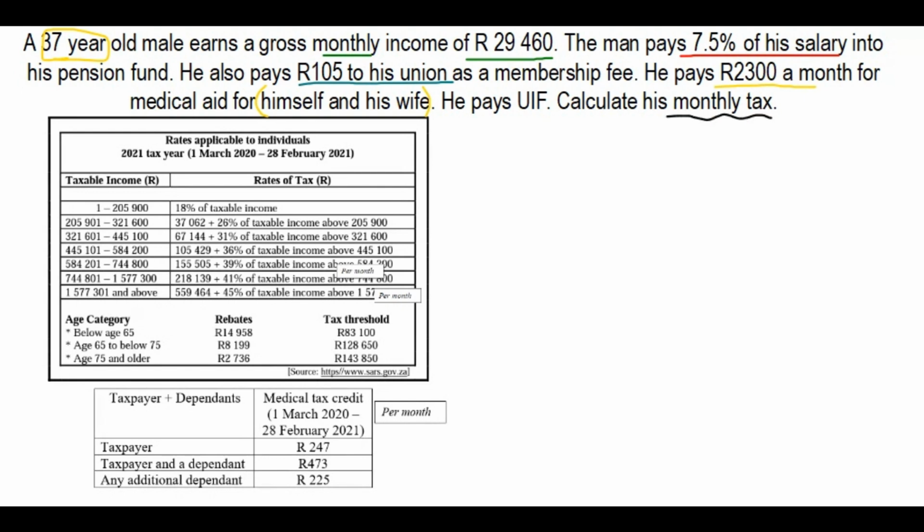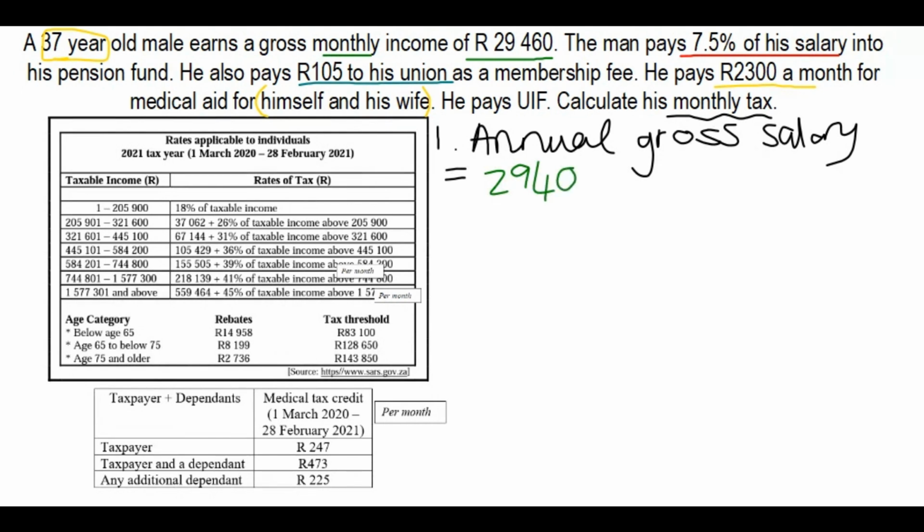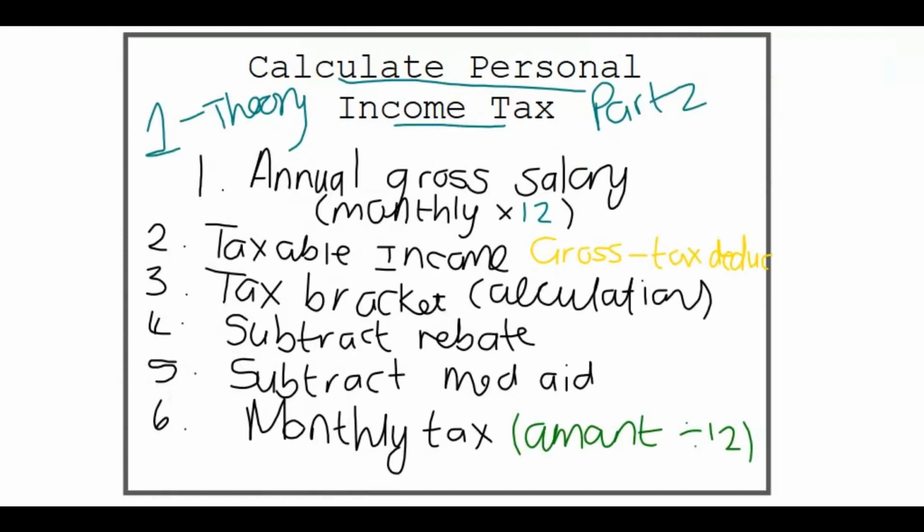Okay, so let's start with our first step here. Our first step is to find the annual gross salary. Now, a tip is to write down whatever you're going to do, because the markers in the final exam must know what you're doing. So annual gross salary is to take that monthly amount of 29,460 times 12. Okay, and you'll get an amount of 353,520.